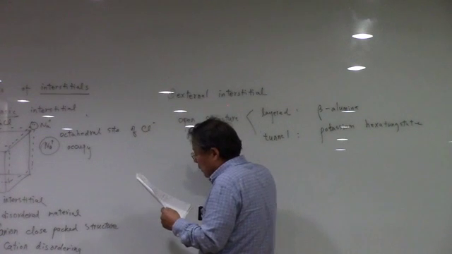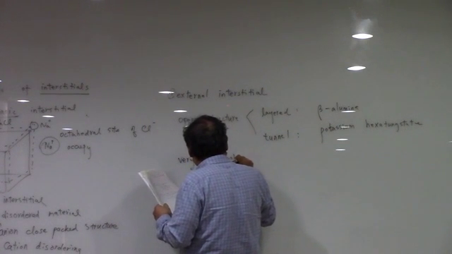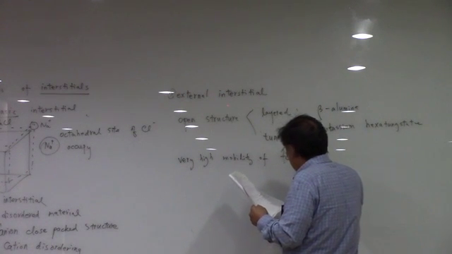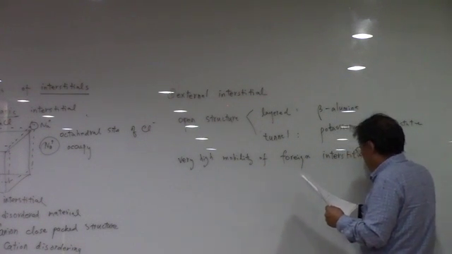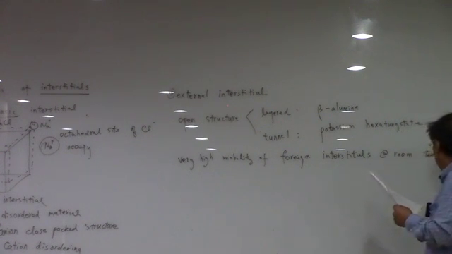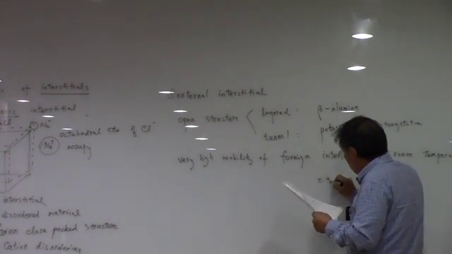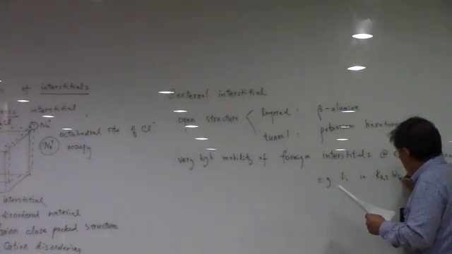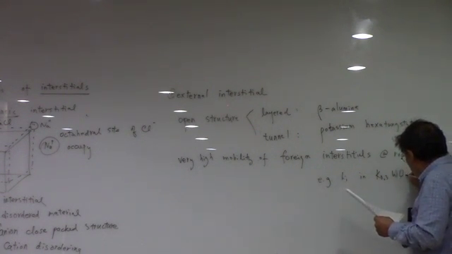And these external interstitials show very high mobility of interstitials at room temperature. Example, lithium in potassium hexatungstate, WO3.